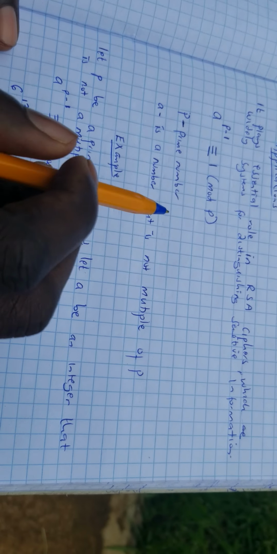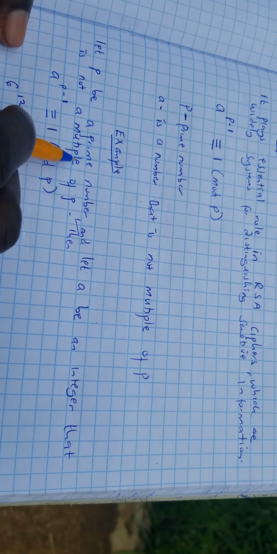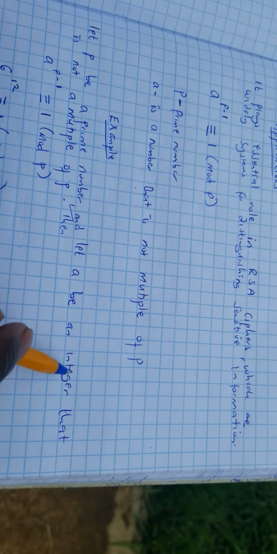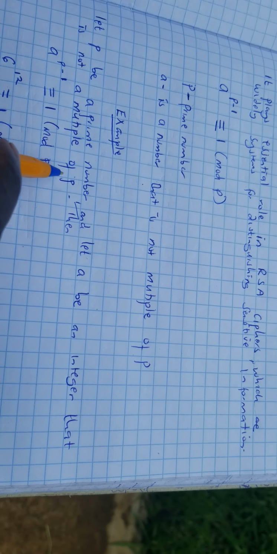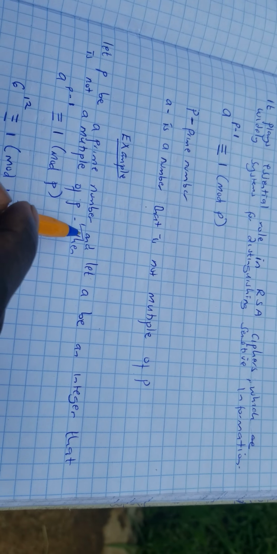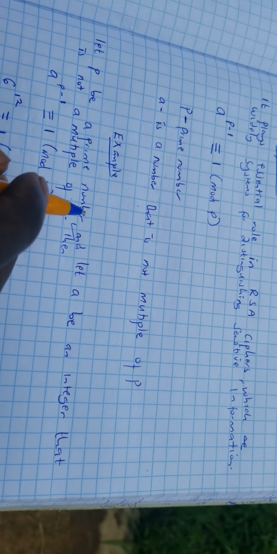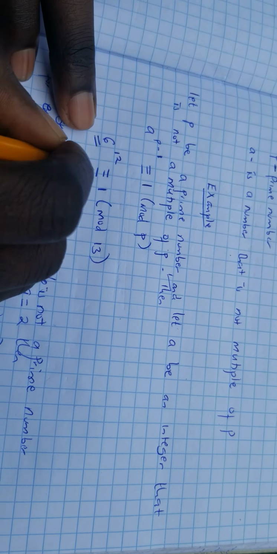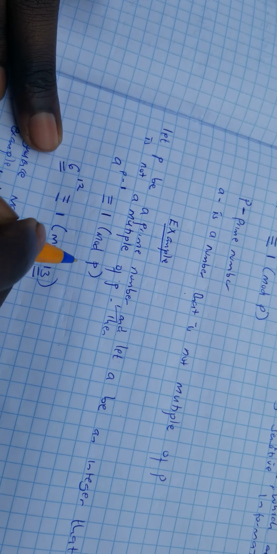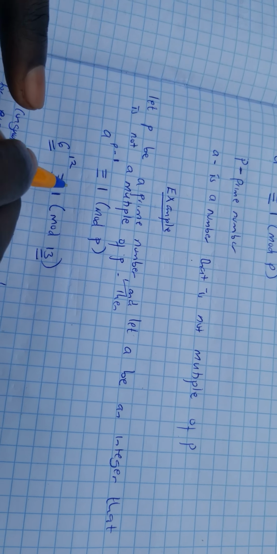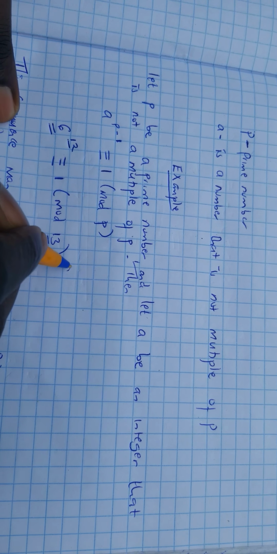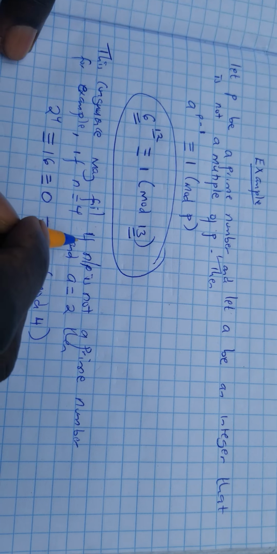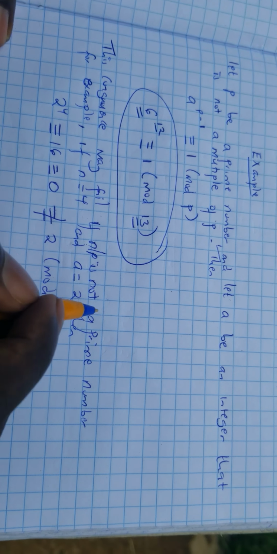Let p be a prime number and let a be an integer that is not a multiple of p. Take for example finding the modulo of 13. Here 6 is a, which is not a multiple of 13, so our power will be 13 minus 1, which is 12. This statement is correct. The congruence may fail if n or p is not a prime.